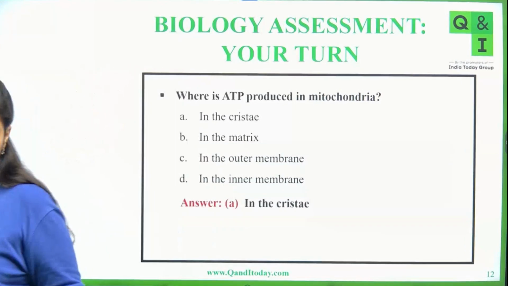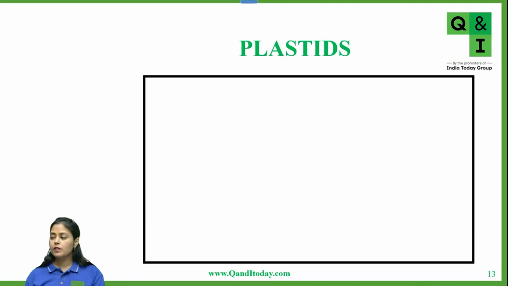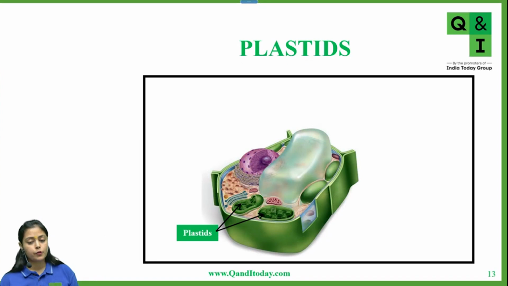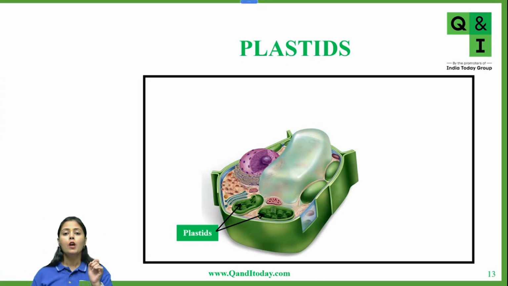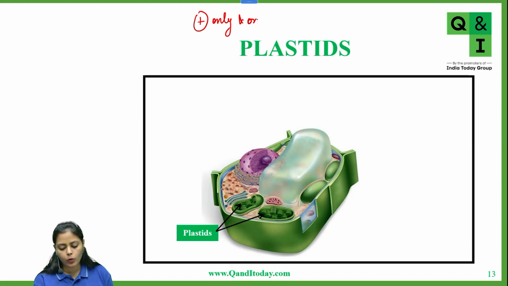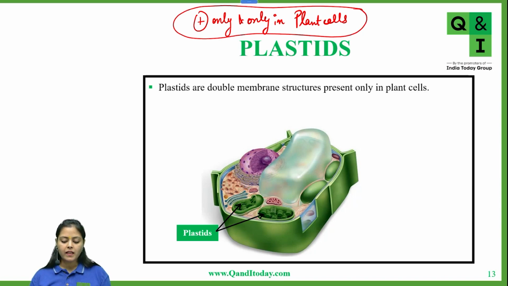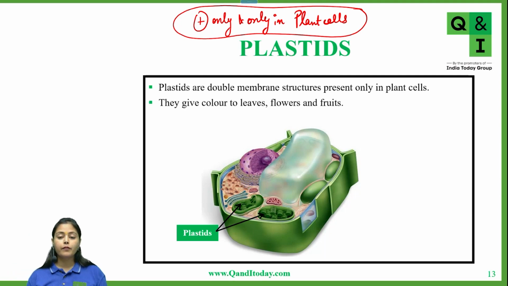Okay. Now let's move ahead with the next part, which is plastids. Now see, what exactly are plastids? First of all, always remember that plastids are present only and only in plant cells. Plastids are double membrane structures which are found in plant cells only, and they give color to leaves, flowers and fruits.